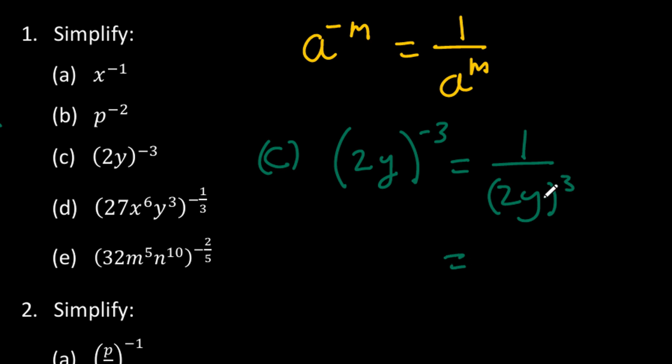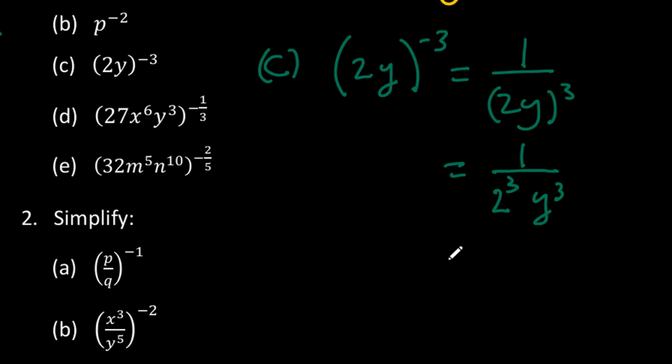Now, remember that when we have brackets, we multiply the powers. The 2 here has a power of 1 that we don't write, and so does the y. So then, multiplying the powers, 2 to the 1 all cubed will be 2 to the 1 times 3. So 2 cubed, and then y cubed. And of course, we can simplify this even further. 2 cubed is 8, so we have 1 over 8y cubed.